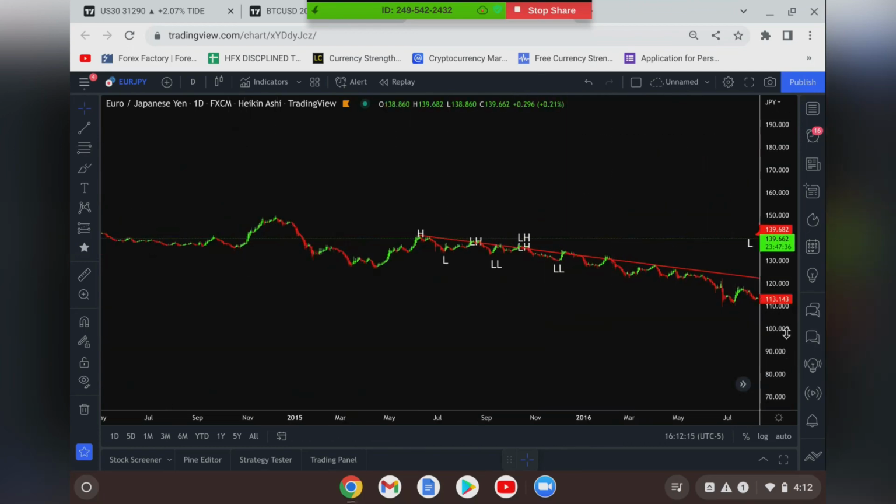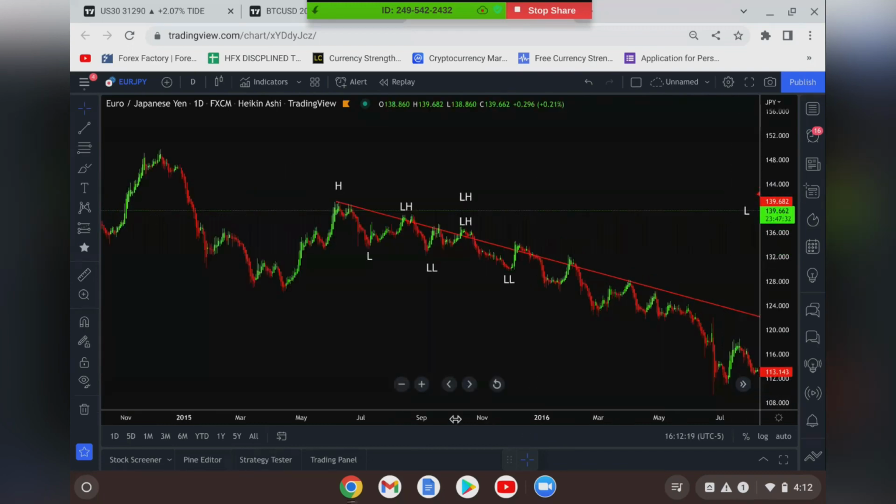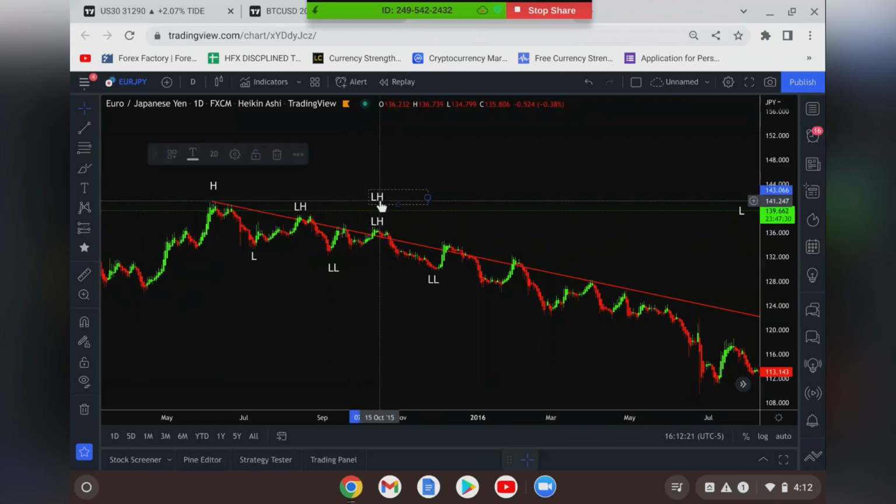Okay, you can see that this market was trending down because it was producing lower highs and lower lows within this market, right? We have our high point, we have our low point, then we have our lower high, we have our lower low, we have our next lower high, and then our next lower low, and then our next lower high, right? And then it just keeps going from there.